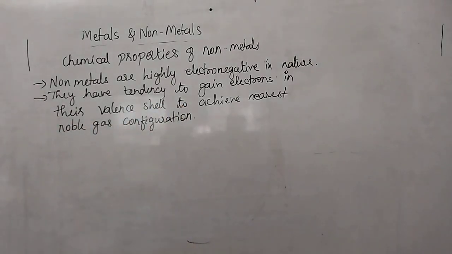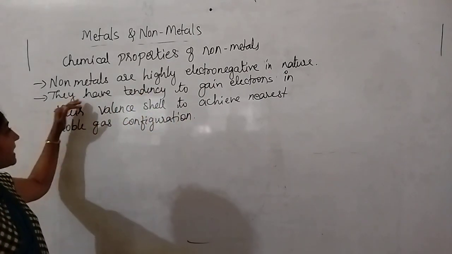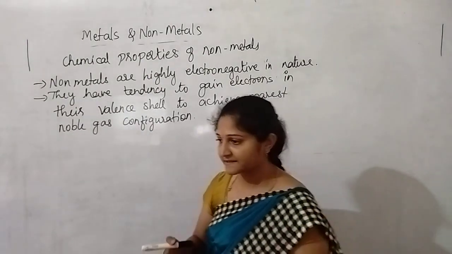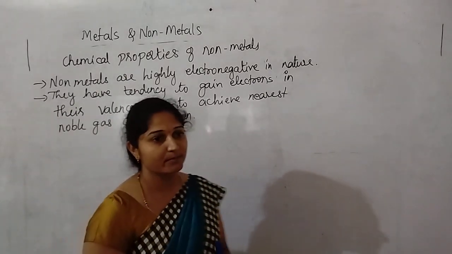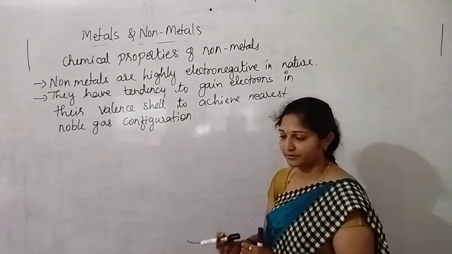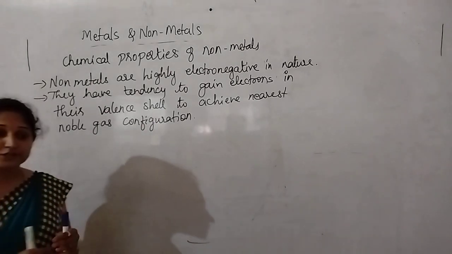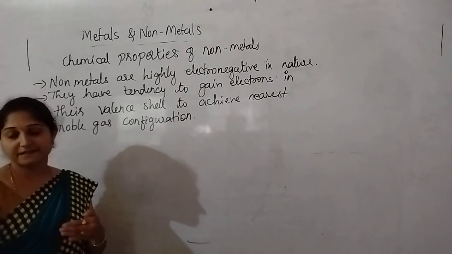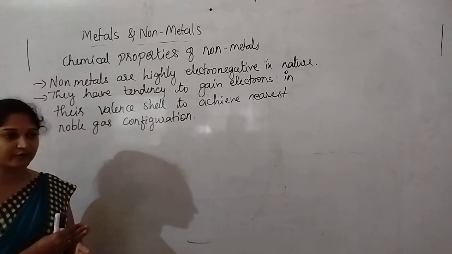So almost all non-metals are highly electronegative in nature. The reason behind that is they have the tendency to gain electrons when combining with any other substance. For example, carbon and oxygen, or H2O. Oxygen is a non-metal. The oxygen gains the valence electron from hydrogen to complete its valence shell, to obtain the nearest noble gas configuration.